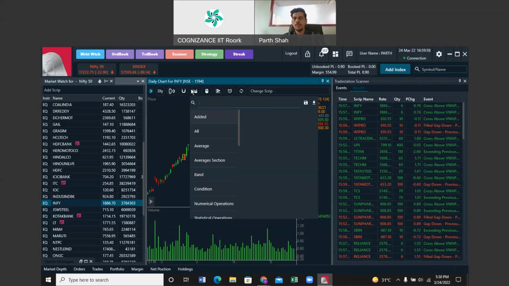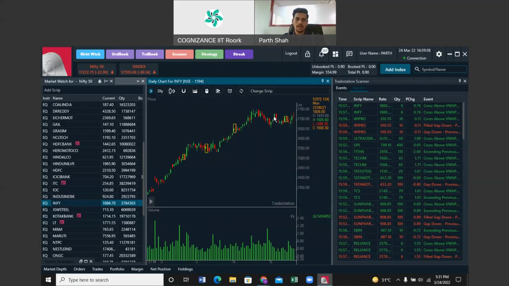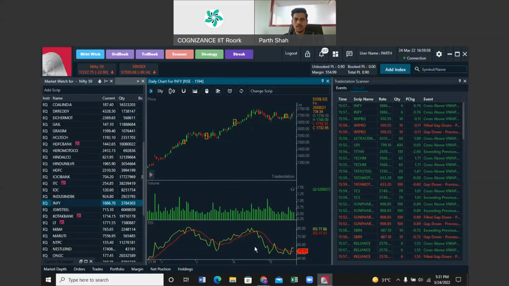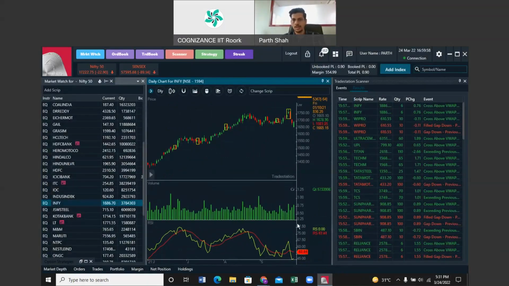So you always have to apply multiple studies at a single point in time to make your decision that yes, this stock is going to go up or it is going to have the bearish divergence. So say I am including RSI to look at. It gives me a detailed box where I can define what all parameters I want to consider for RSI. I'm just adding this RSI as it is. So if you see, the RSI is added here and you can track the RSI here.